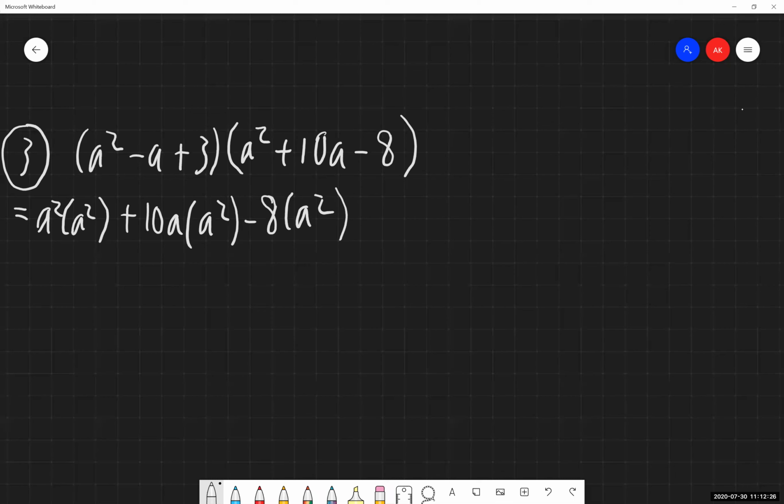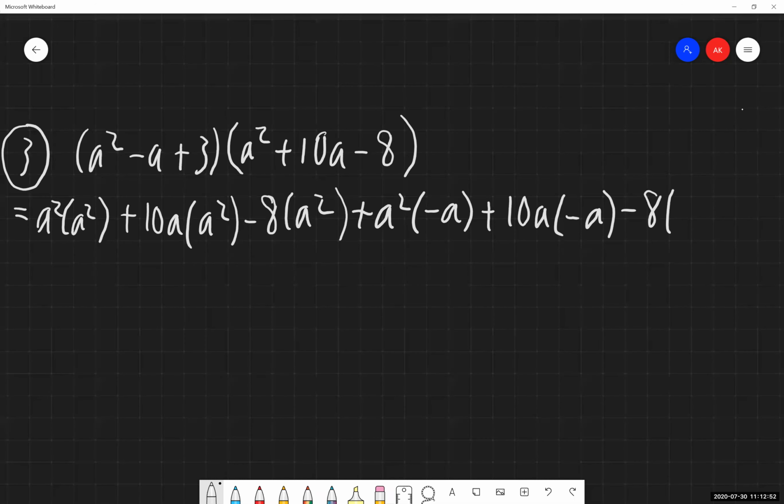So our next part, that was our first term going through. We now have our second term from the first polynomial. Now that needs to distribute through to everything in the second polynomial. So we have plus a squared times negative a plus 10a times negative a minus 8 times negative a. And lastly, we take the last term, the third term, from the first polynomial, this is 3, and multiply it through to every term in the second polynomial.